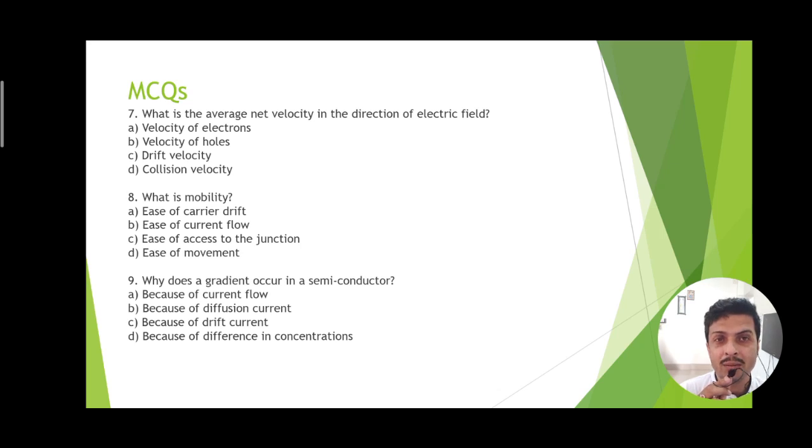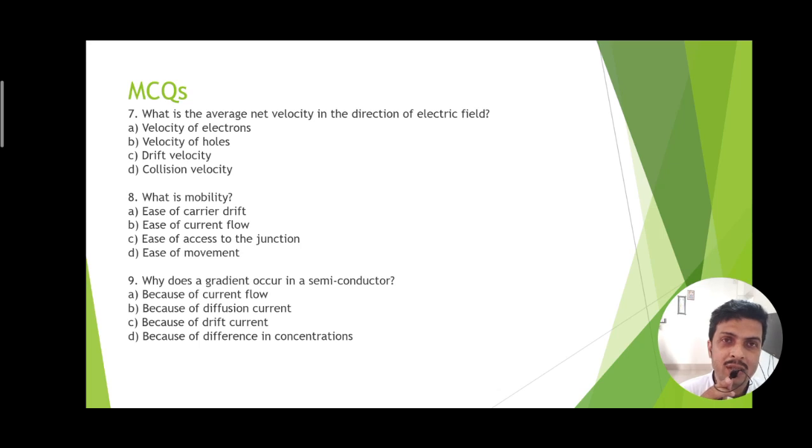Now what is mobility? Ease of carrier drift, ease of current flow, ease of access to the junction, or ease of movement. As written here, mobility stands for the ease of movement. Therefore, option D is the correct answer.